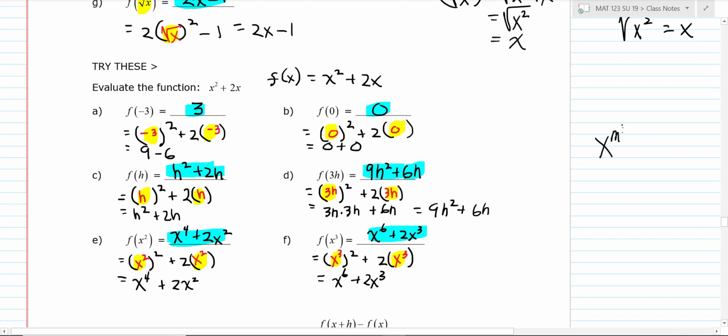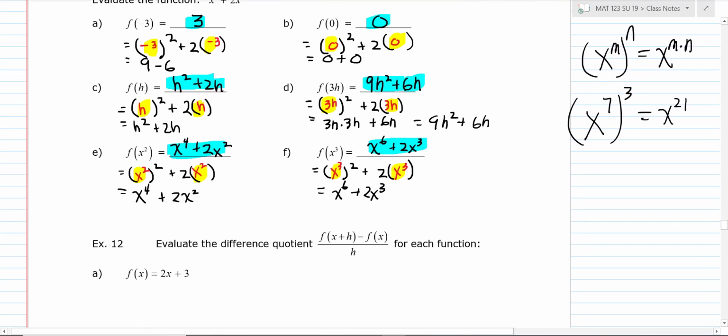The rule of exponents you use a lot is this. When you have this situation, you multiply the exponents. So in other words, if you had x to the seventh to the third power, that's x to the 21st. Then this one, same argument, that'd be x to the sixth plus 2x to the third. Okay, so hopefully we did okay with that.